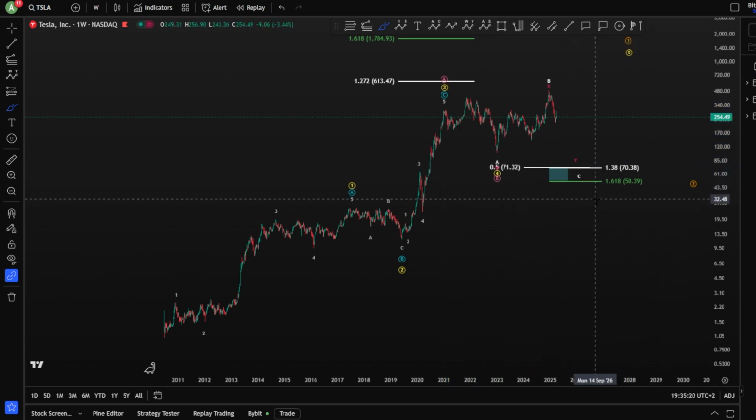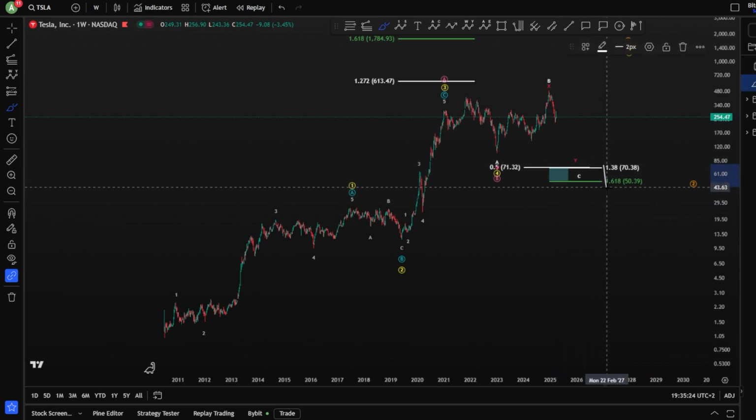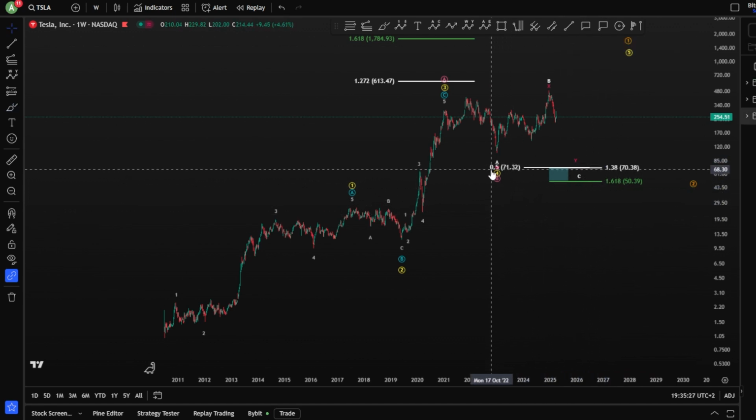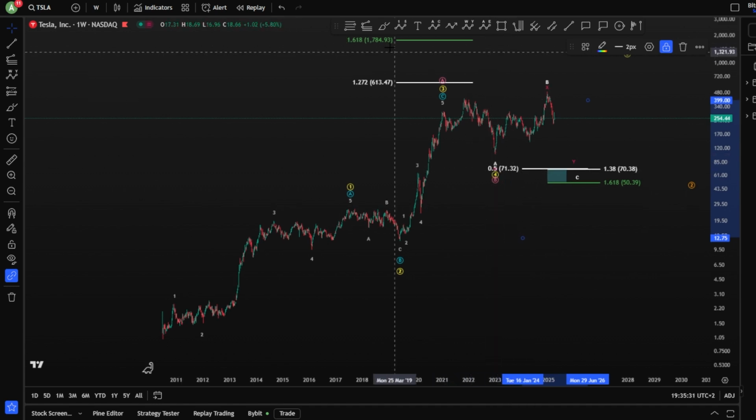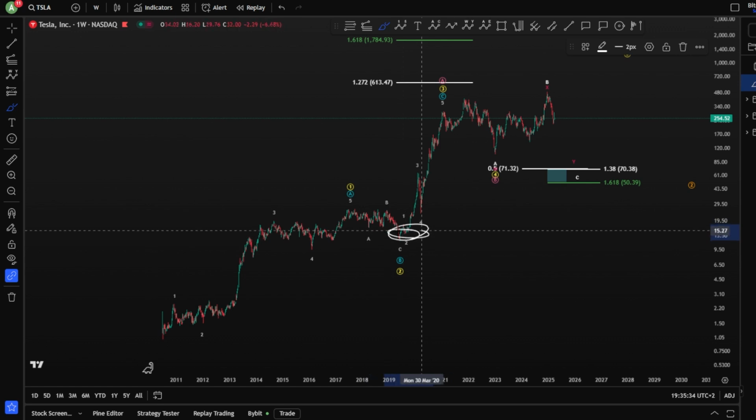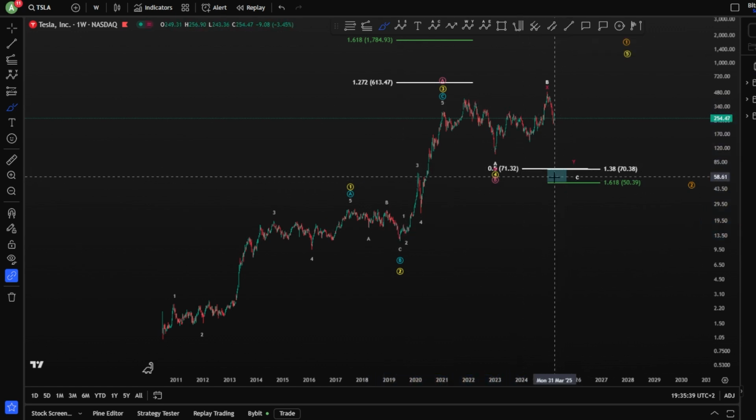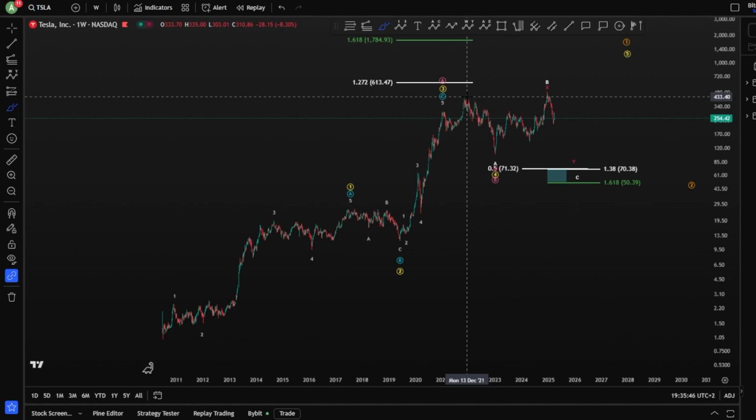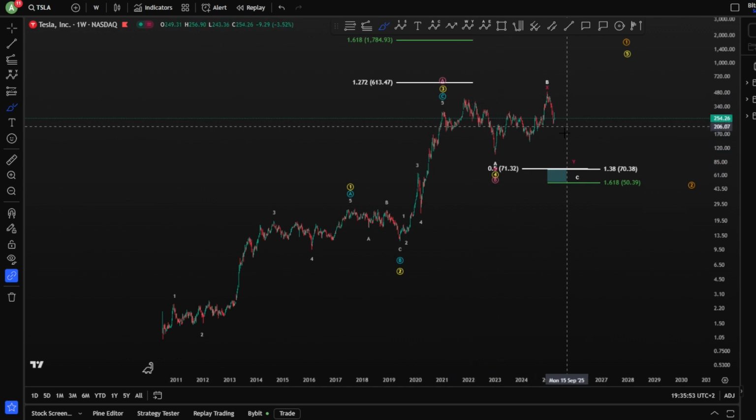Target is for an expanding flat wave C, the $70 and $50 between the 1.38 and 1.618, which is already in confluence with the 0.5 Fib level, $71 here, taken from the bottom of this wave to the top of it. So a strong confluence, and we might move towards the downside impulsively, as you can see, because you need a wave C, an impulse, to finish this expanding flat.